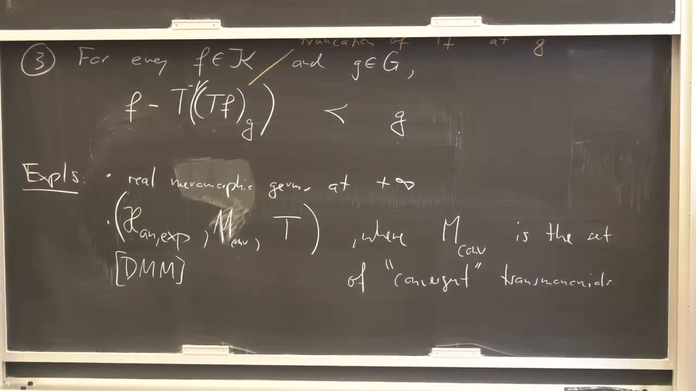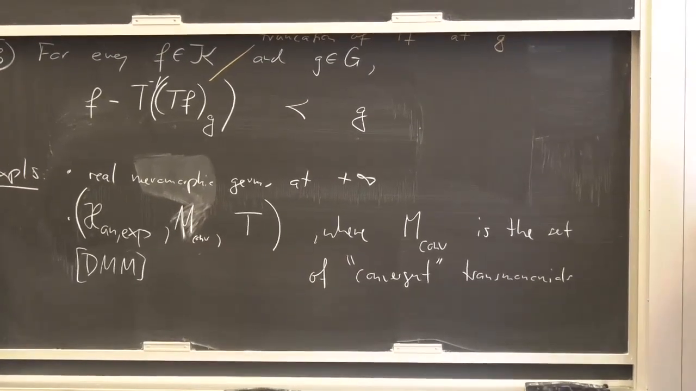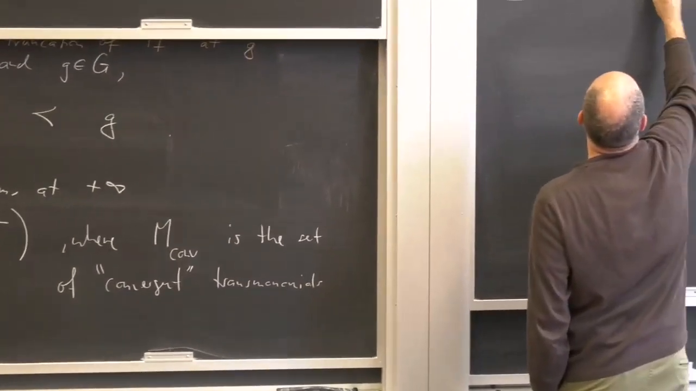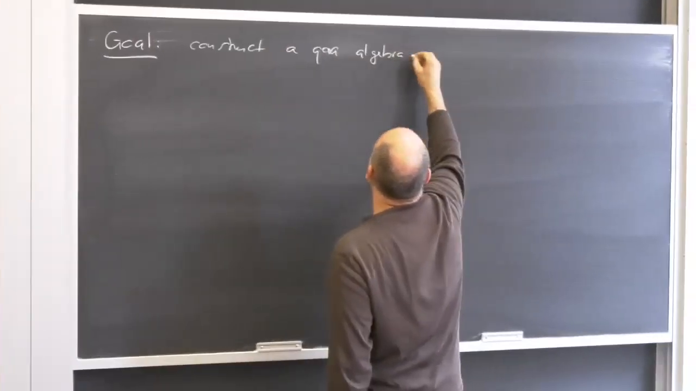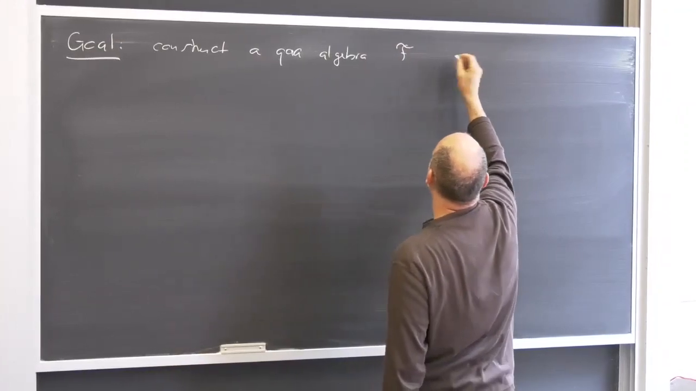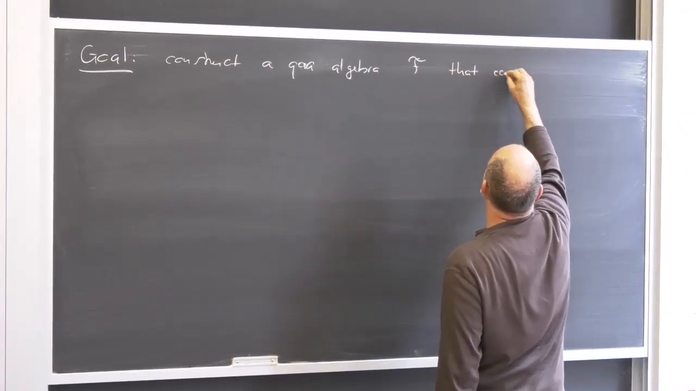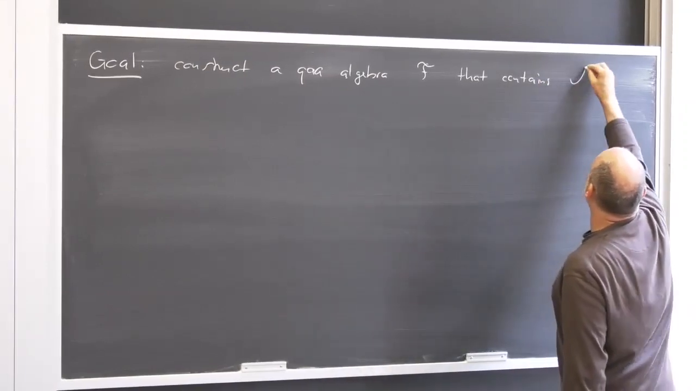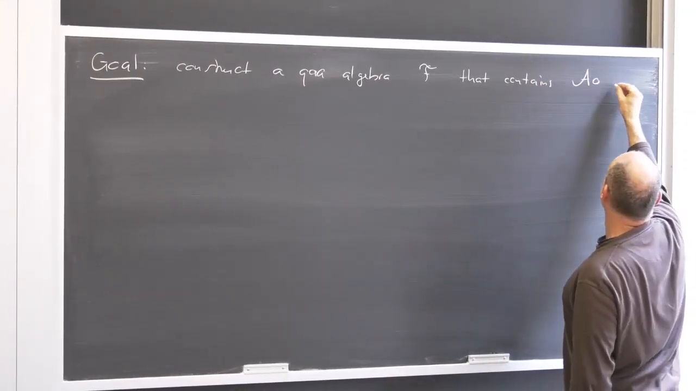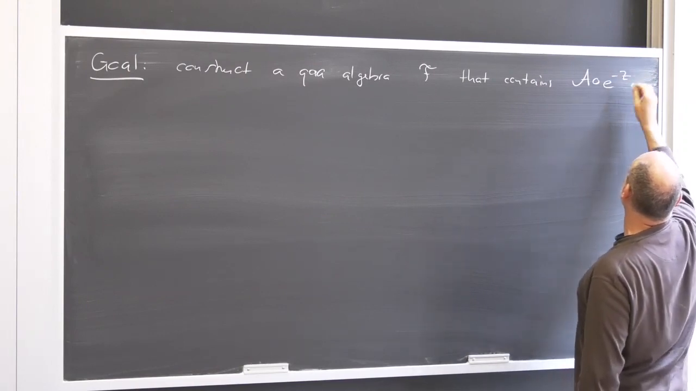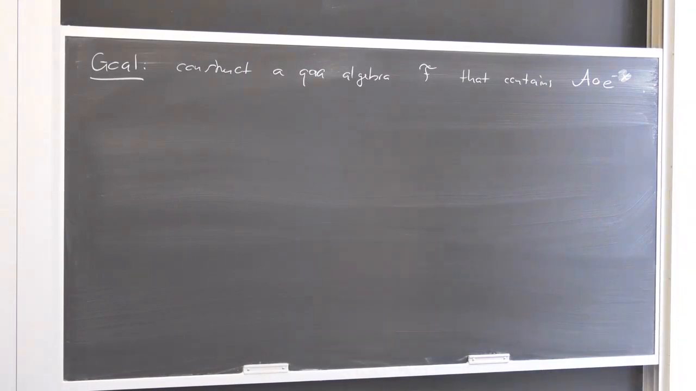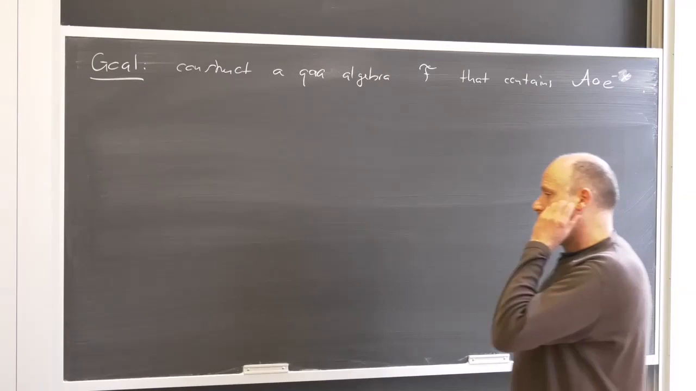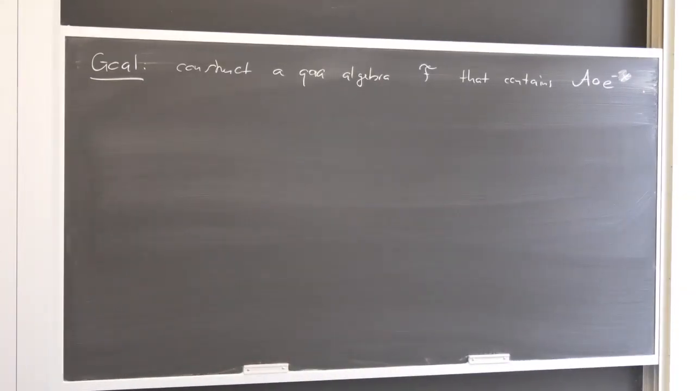So, a bit more specifically now, we're going to construct a QA algebra F that contains almost regular terms in the logarithmic term. And I want to use the uniqueness principle that we discussed.